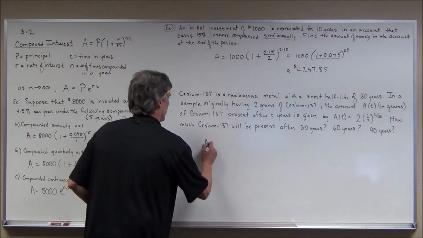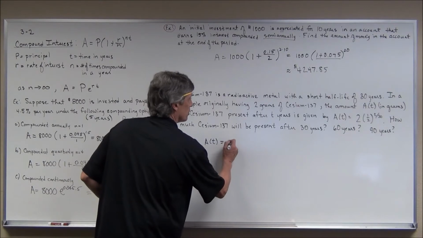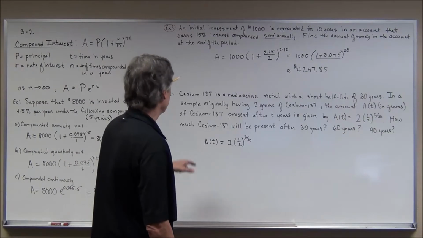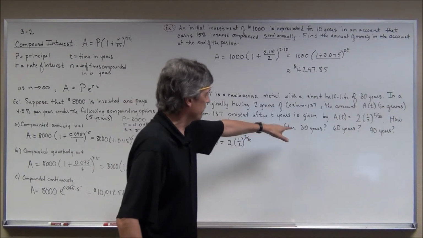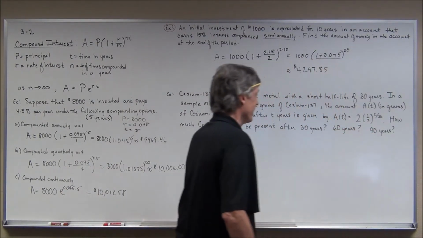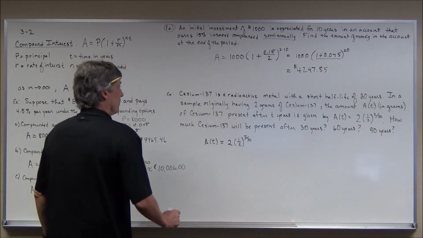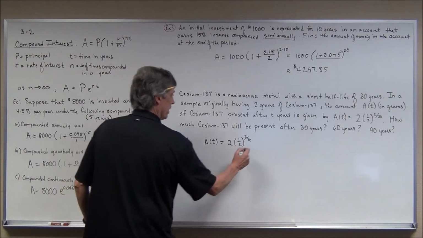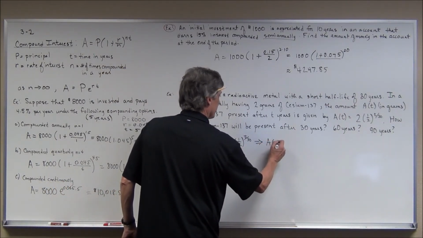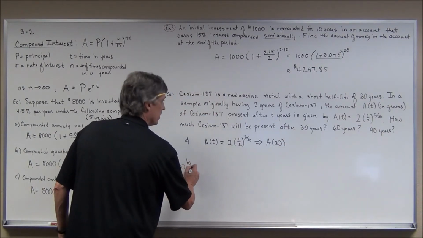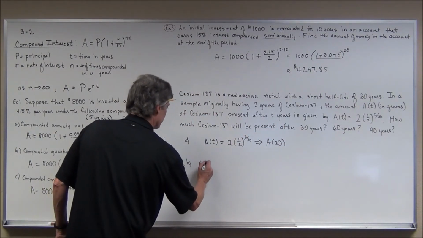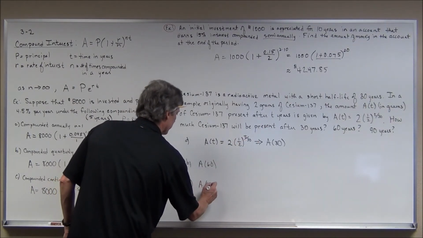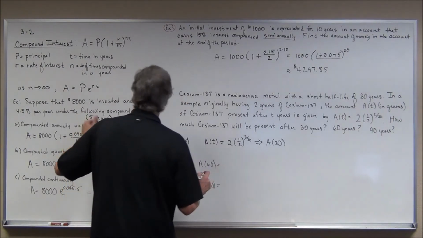I'm going to write that down. A of T is equal to 2 times 1/2 to the T over 30. Alright, it says, how much cesium-137 will be present after 30 years, after 60 years, after 90? It's kind of convenient that those are multiples of 30, because 30 years is the half-life. So for part A, I'm going to plug 30 in for T, and I'm going to find A of 30. In part B, for 60 years, I'm going to find A of 60. And for part C, for 90 years, I'm going to find A of 90 right into this formula. I didn't even have to derive it like I did back here.